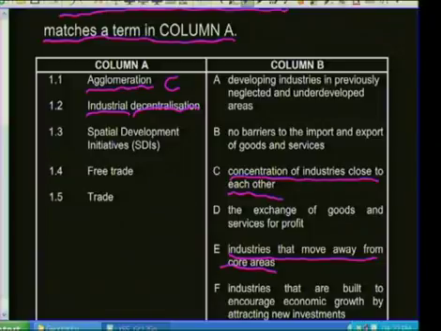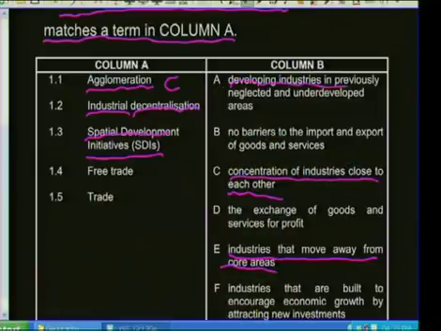Spatial development initiatives. It's related to industrial decentralization, where we're having these areas that were not developed before. You understand, apartheid had created a lot of these areas, and now we're creating industrial areas in these areas. Just a brief overview. With my understanding of the concept, very easily, we look down here: developing industries in previously neglected and undeveloped areas. Obviously, learners, if you don't know the concept, you're going to get many of these incorrect.